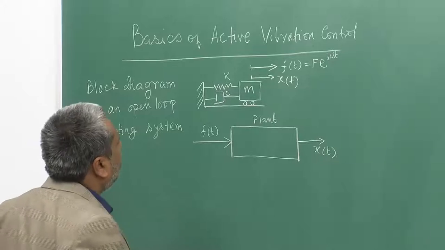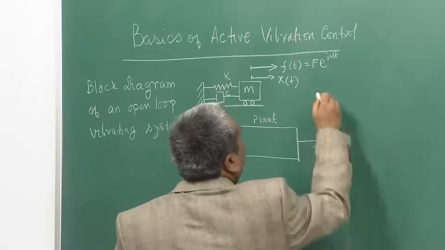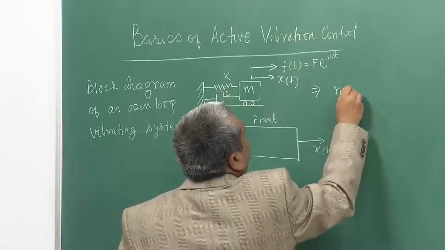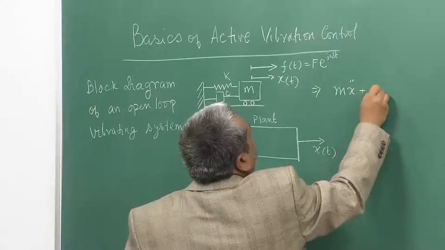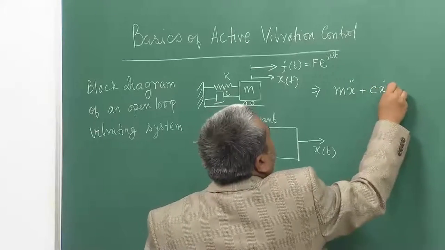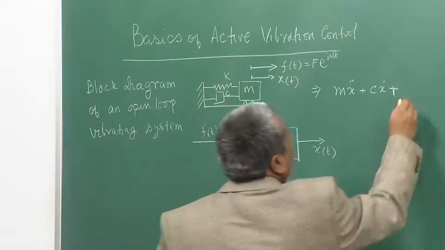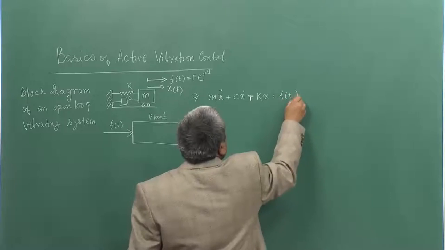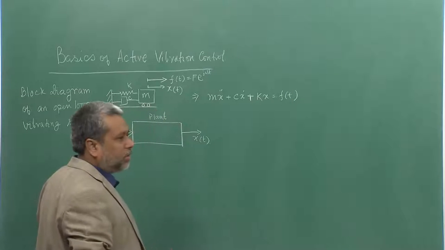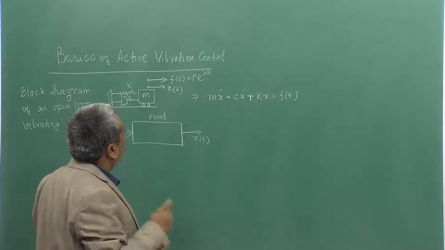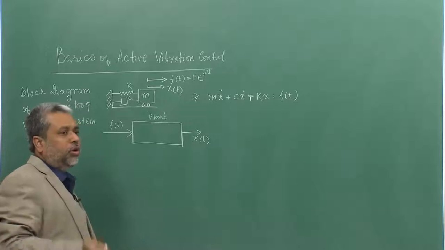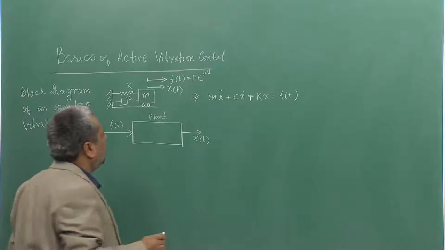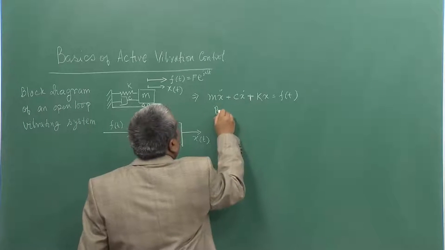To find that out, we will have to first write down the equation of motion of the system. I am not going into the free body diagram anymore, we have discussed it many times. So, we can write it as m x double dot plus c x dot plus k x equals F(t). Now, this is a time domain ordinary differential equation. We need to convert it into an algebraic equation by using Laplace transformation.